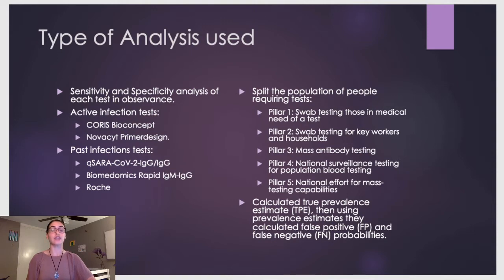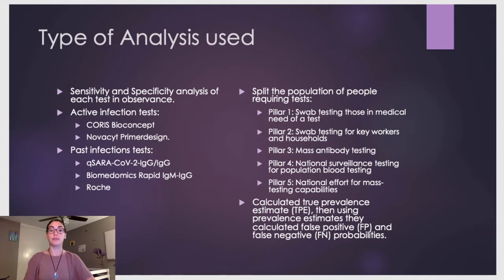For active infections, metrics for Chorus Bioconcept and Novacyte Primerdesign are included. For past infections, tests for SARS-CoV-2, Biomerica Rapid, and Roche are included. First, the study split up the population of people requiring tests into 5 pillars.